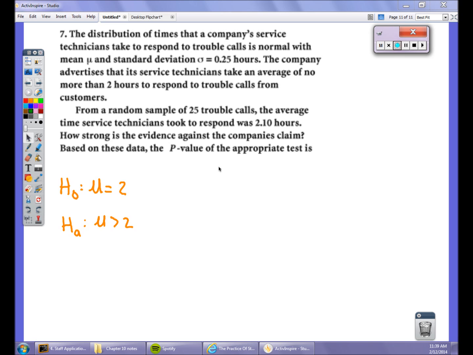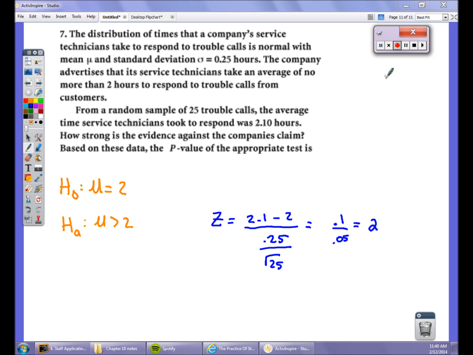For my alternative, I would assume that I'm going to go with mu is greater than 2. Direction really isn't indicated here. I could say not equal to 2, but it really wouldn't make sense to say less than 2 when that kind of backs up their claim. So I'm going to make this a single-sided test.